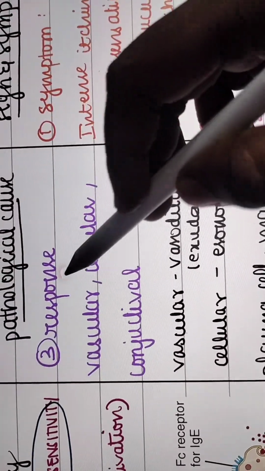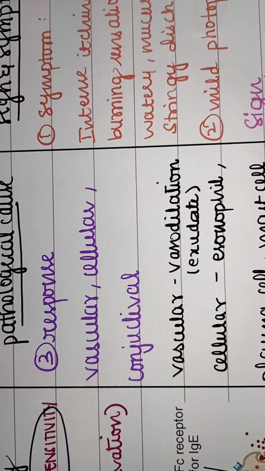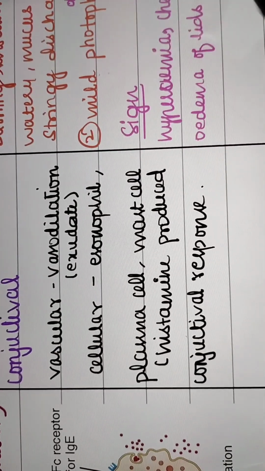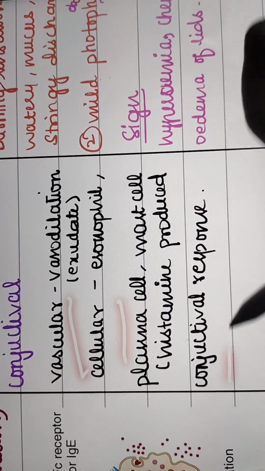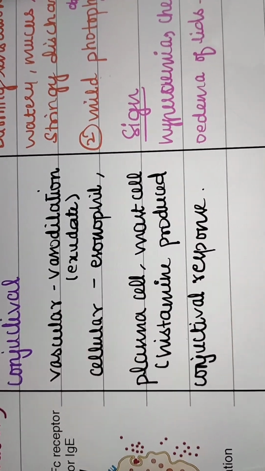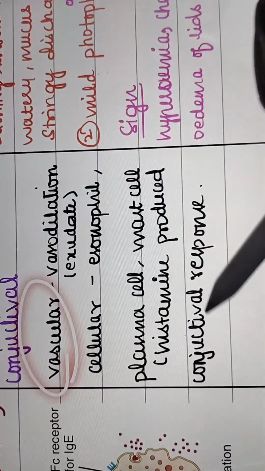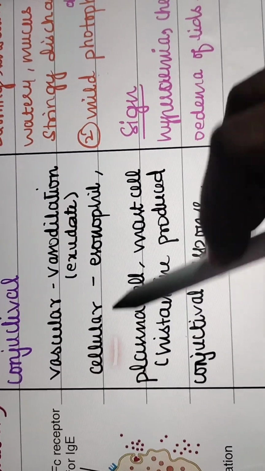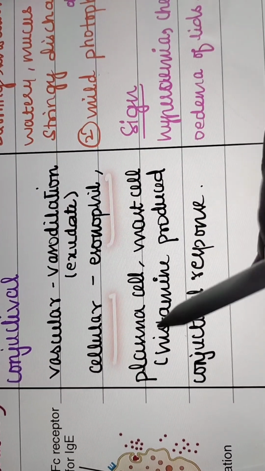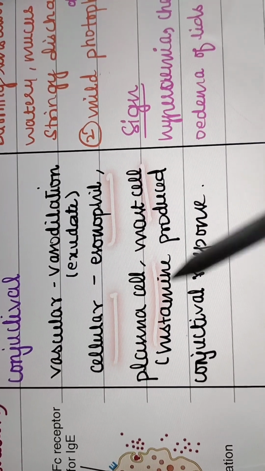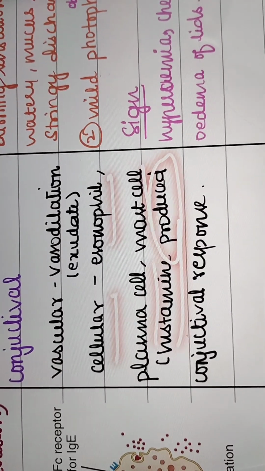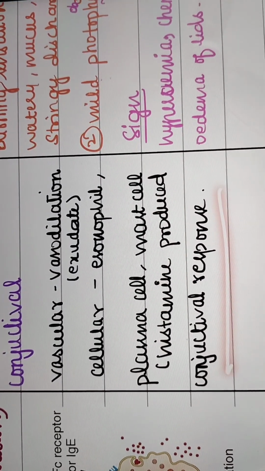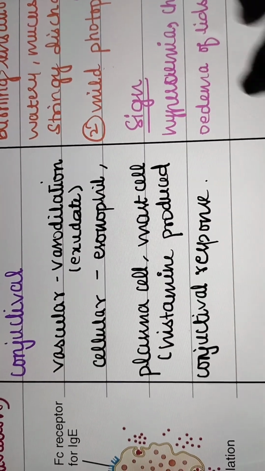Now we will see the pathological causes. We will see the three responses in our body. What will happen when we are exposed to an allergen? We can see the vascular, cellular and conjunctival responses. In the vascular response, we have vasodilatation. In the cellular response, we have eosinophils, plasma cells, mast cells, and histamine will be released. And we will also have the conjunctival response.